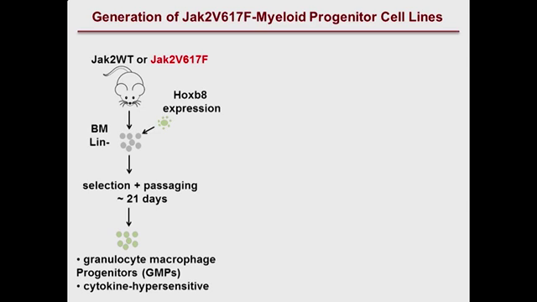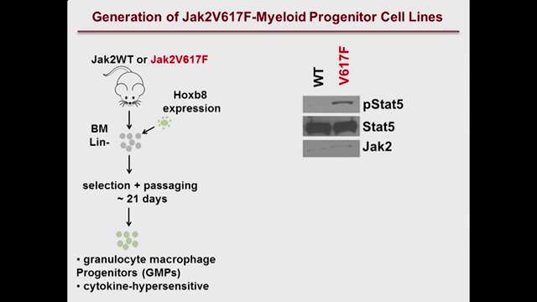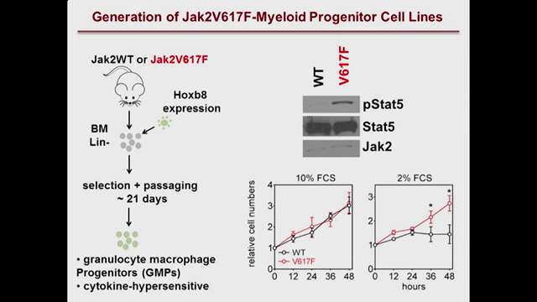Importantly, these cells demonstrated the pathognomonic feature of Jak2 mutant MPN that we see in patients, which of course is cytokine hypersensitivity. We also see this in the primary mice. These are the cells grown under standard growth conditions, and you can see differential phosphorylation of STAT5. So again, these are a relevant model to work with and pursue studies. This shows the cytokine hypersensitivity: if you grow the cells under standard growth conditions, 10% FCS, they grow at the same rate. If you grow them under 2%, the VF cells grow preferentially well due to this cytokine hypersensitivity.